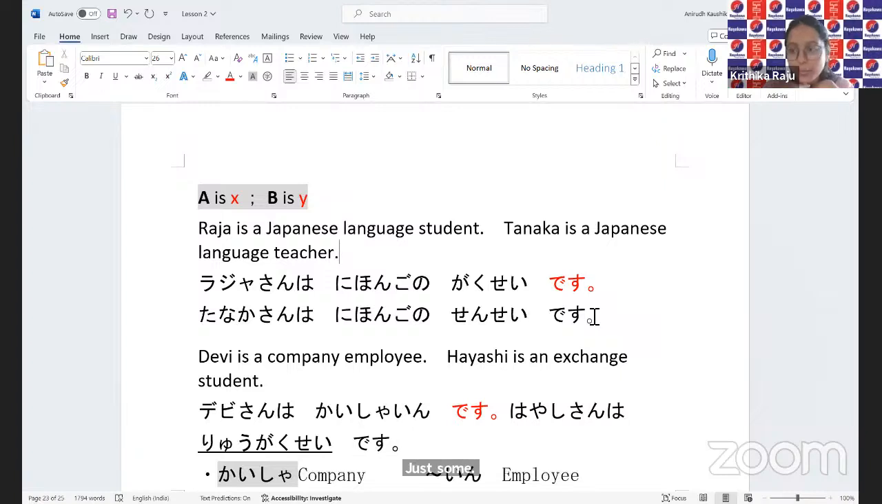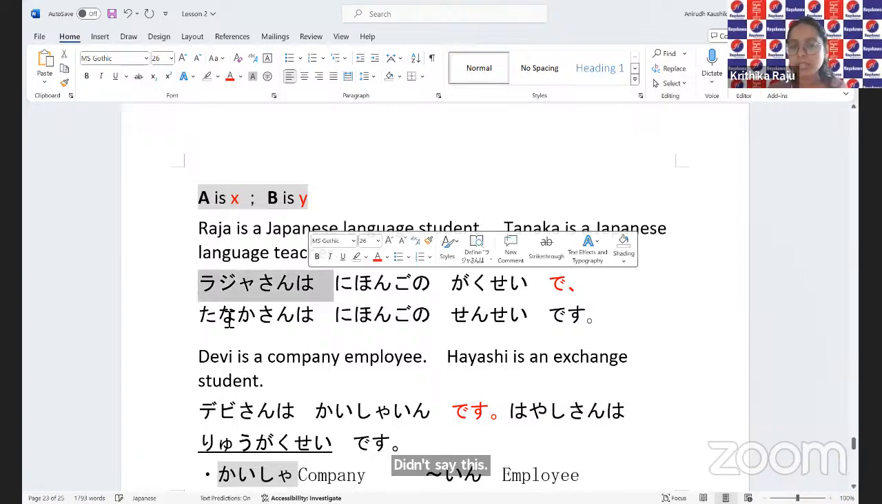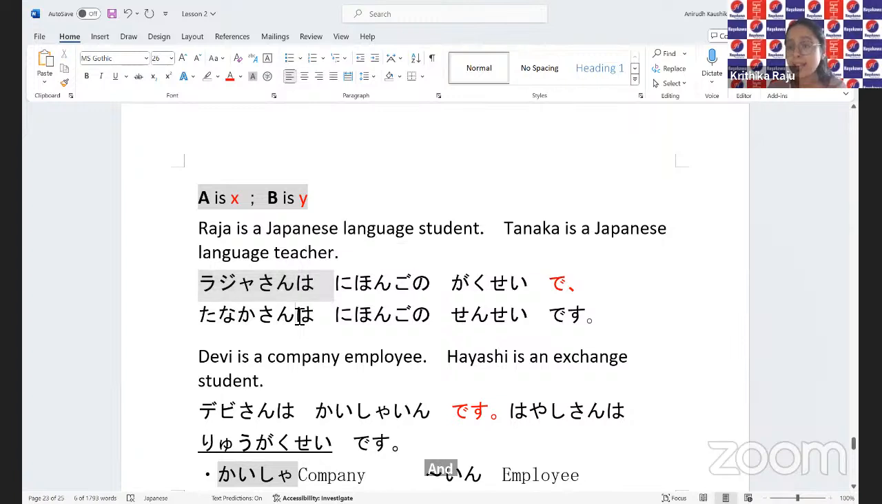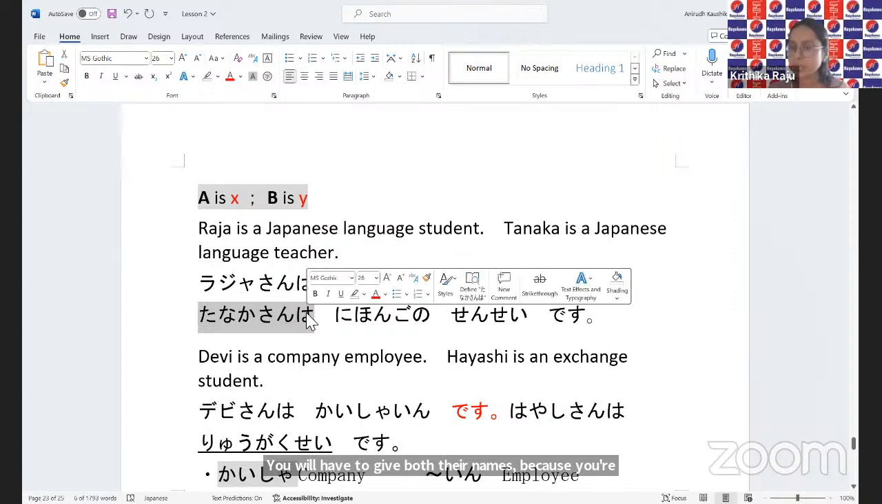Raja-san wa Nihongo no gakusei de, Tanaka-san wa Nihongo no sensei desu. Yes. Here, you will have to give both their names because you're changing the topic in both the sentences. First, you're talking about Raja-san and then changes to Tanaka-san. Okay, so the names are, of course, mentioned.